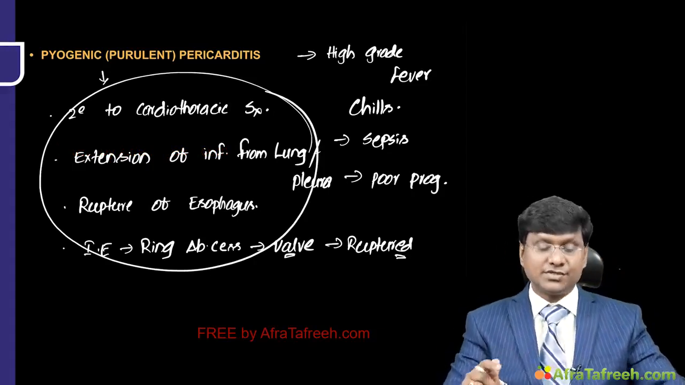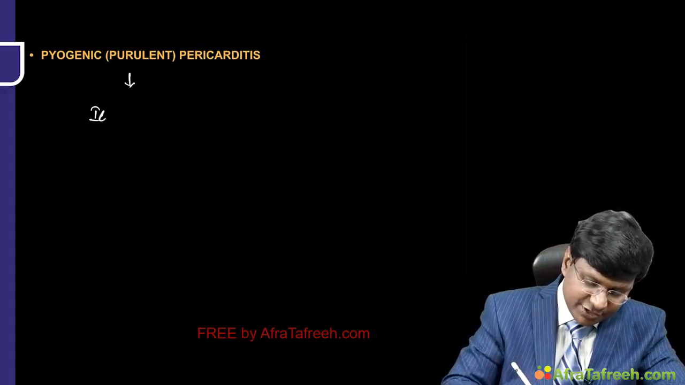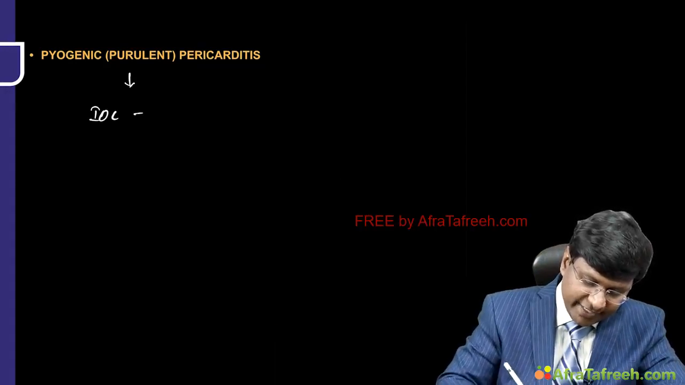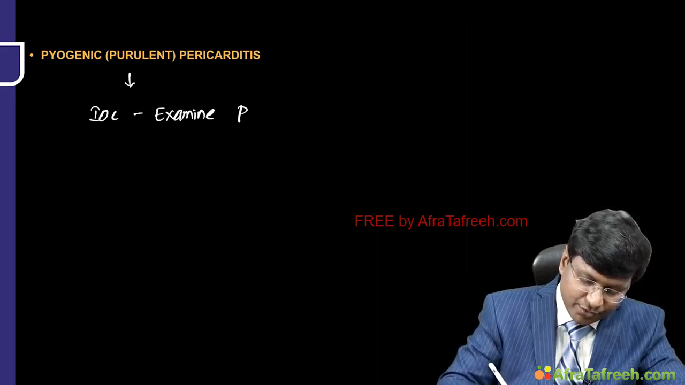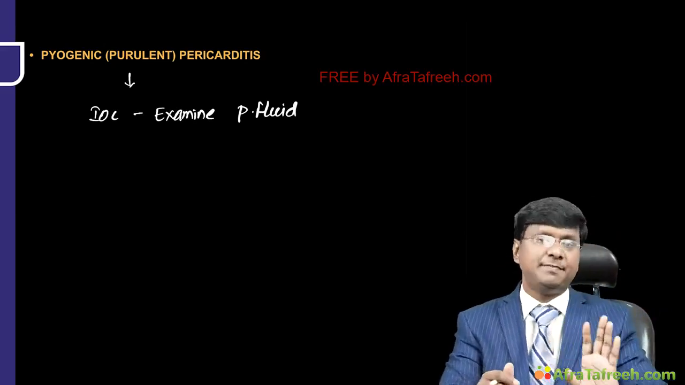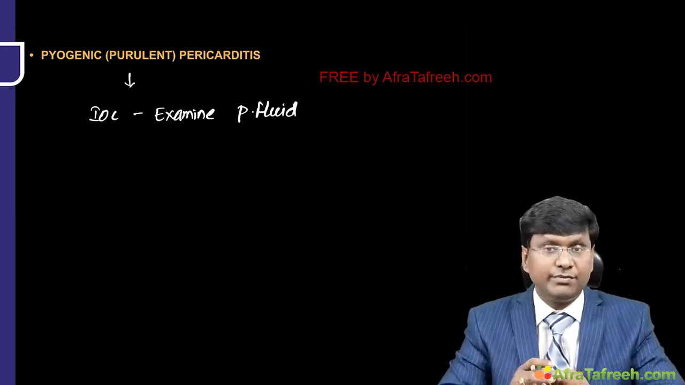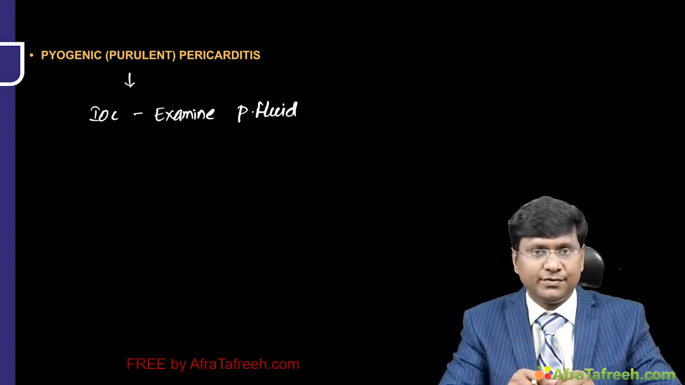And how is the diagnosis made now? In case of pyogenic pericarditis, the investigation of choice is to examine the pericardial fluid. So you need to do a pericardiocentesis, take out the pericardial fluid, and examine it, wherein you do the culture and sensitivity and pick up the organism growing in the pericardial fluid.